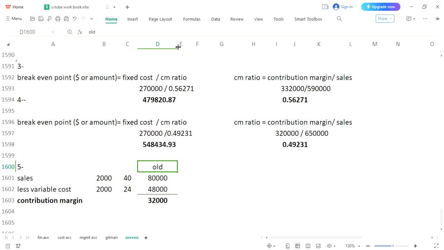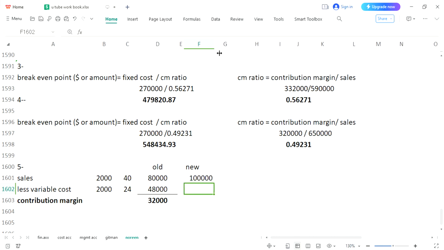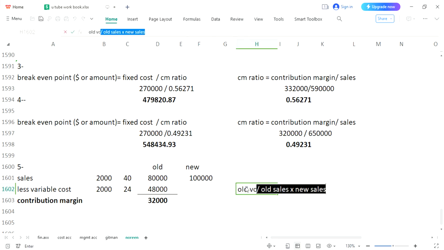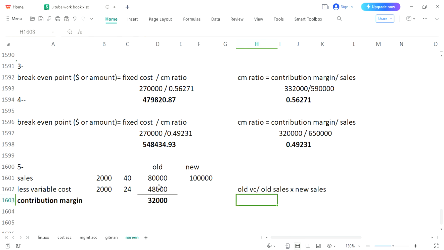What you will do, you will increase selling price by 20,000. Old selling price was 80,000 and you are asked to increase standard by 20,000. With this, your variable cost would also be changed. And for that, we have a very desi formula. Old VC would be divided by old sales, and finally it would be multiplied by new selling price.